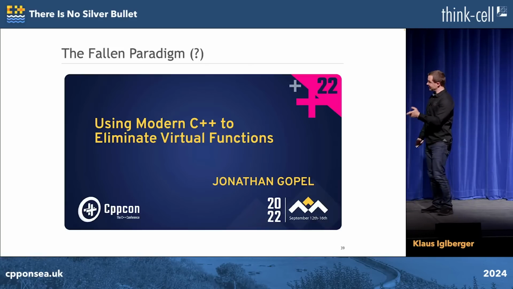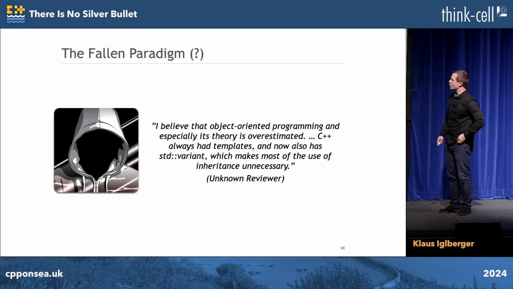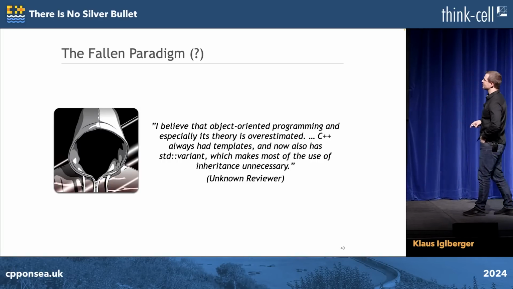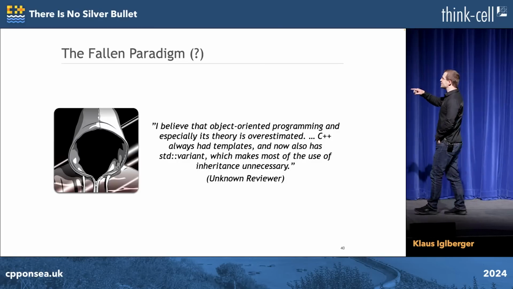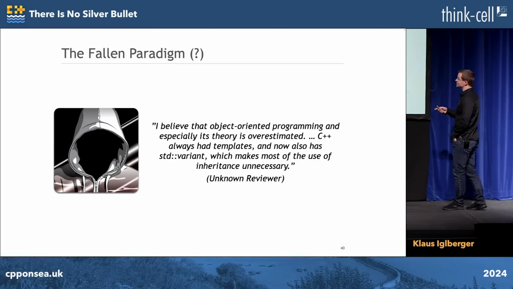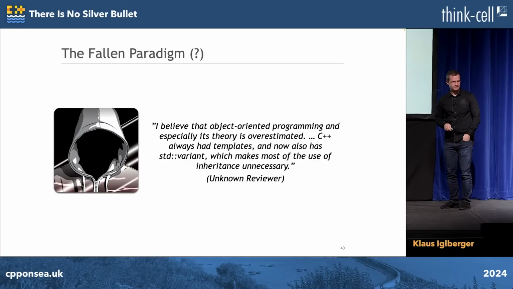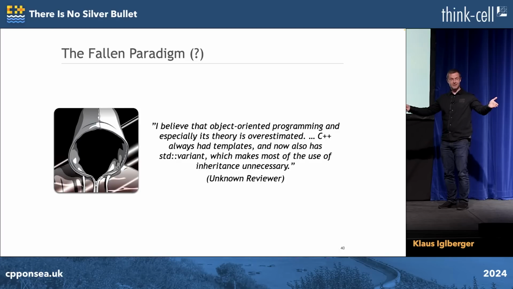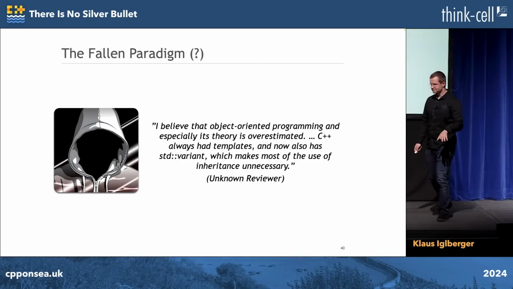Okay, and then last year at CppCon, I got the following review for one of my talks. I believe that object-oriented programming, and especially its theory, is overestimated. C++ has always had templates, and now also has std variant, which makes most of the use of inheritance unnecessary. Of course, std variant. That ought to be a modern solution. So let's just do much better.